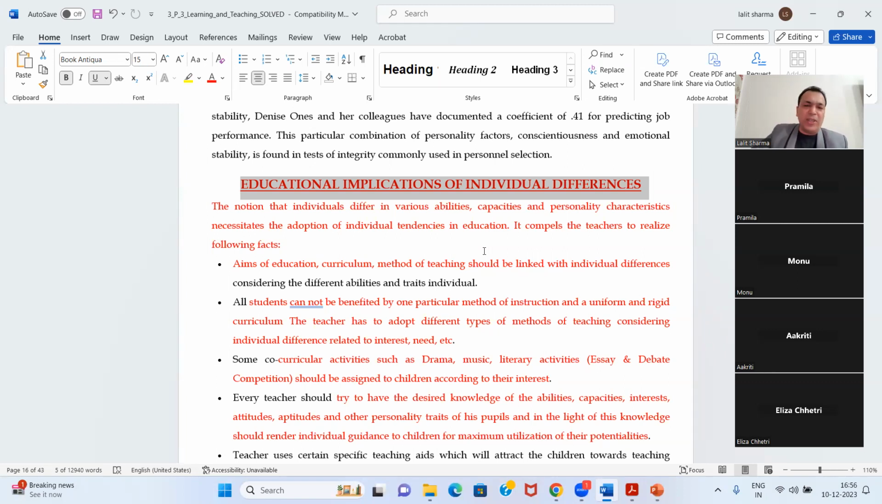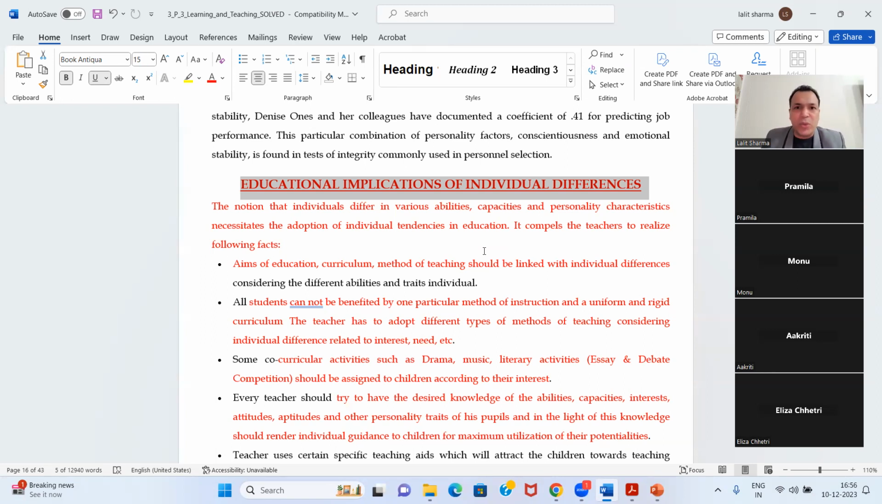So there are a lot of educational implications of individual differences. The very first is that we shouldn't be rigid on the curriculum, on the syllabus. Okay. Syllabus should be made according to the mental level of the students. Okay. What are our priorities?